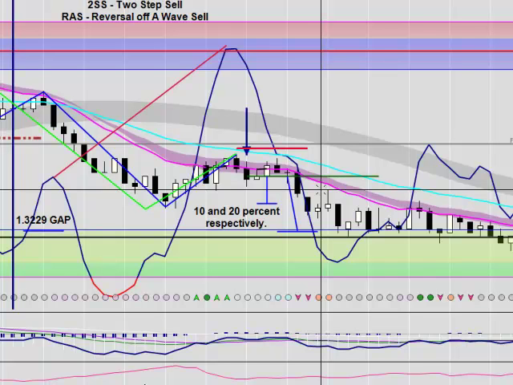Now ladies and gents, there is also another signal in there, being a two-step sell, the 2SS, and what I'll do is use the same screenshot but a separate video to explain the structure behind the two-step sell.